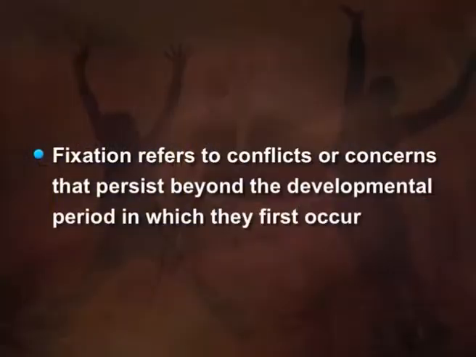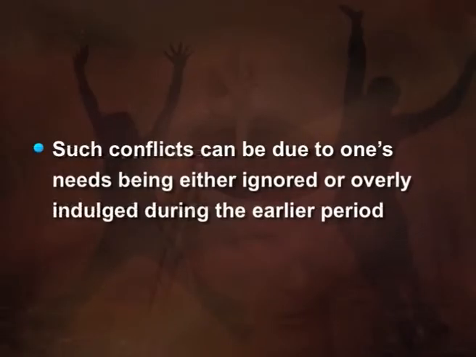Infants who are either overly indulged or frustrated in their search for oral gratification become fixated at this stage. Fixation refers to conflicts or concerns that persist beyond the developmental period in which they first occur. Such conflicts can be due to one's needs being either ignored or overly indulged during the earlier period. For example, fixation might occur if an infant's oral needs were constantly and immediately satisfied at first signs of hunger.